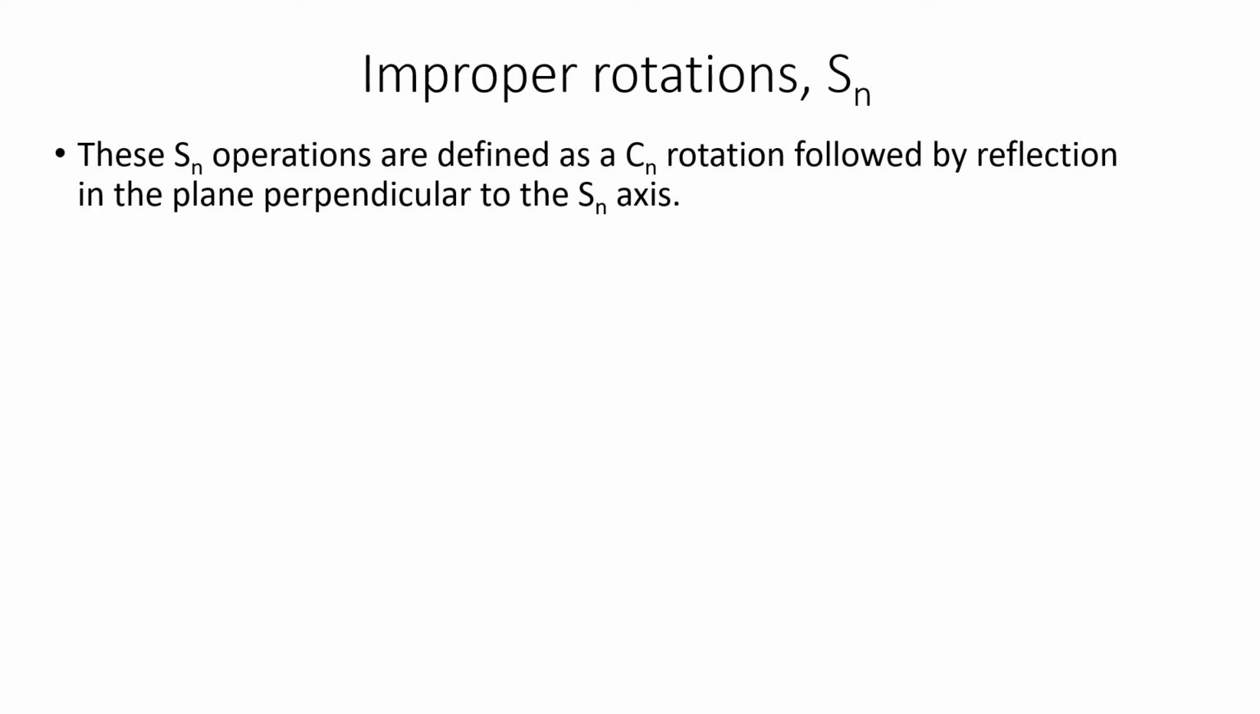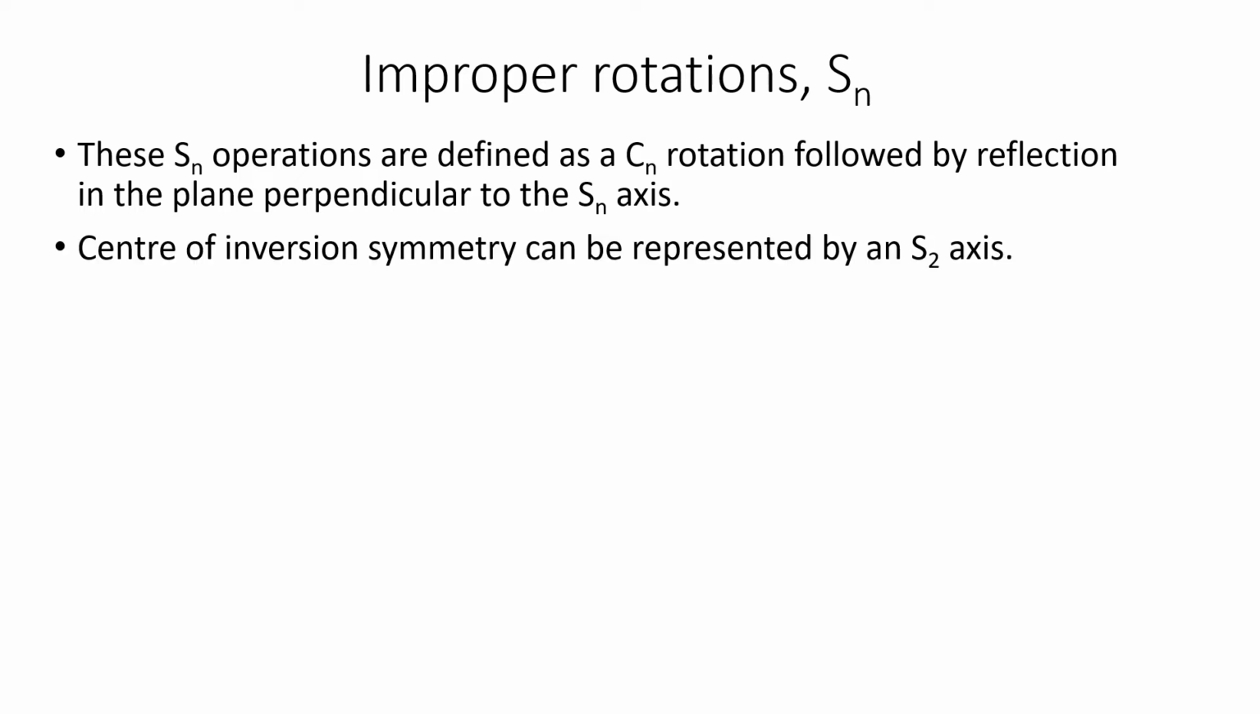So of course this should sound very familiar because this is what we were doing with the centre of inversion. So in fact the centre of inversion symmetry is actually no different to the S2 axis using this definition of improper rotations. Now as it happens, it's always referred to as just little i, but it's worth bearing in mind that this is actually no different to just an improper rotation.